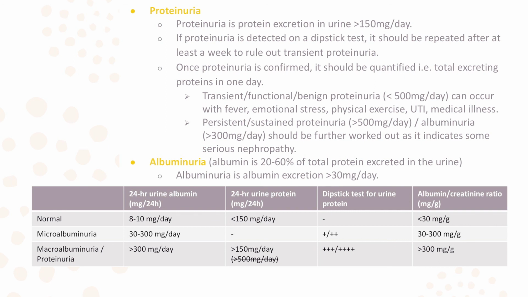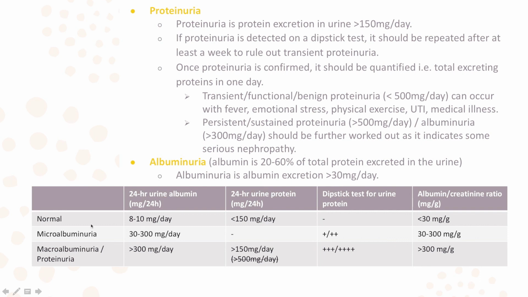The next is proteinuria. Proteinuria is protein excretion in the urine which is greater than 150 mg per day. Right, we have already talked about the transient proteinuria and the persistent proteinuria. Then there is albuminuria. 20 to 60% of the total protein excreted in the urine is albumin. So albuminuria is considered when the albumin excretion is greater than 300 mg per day.